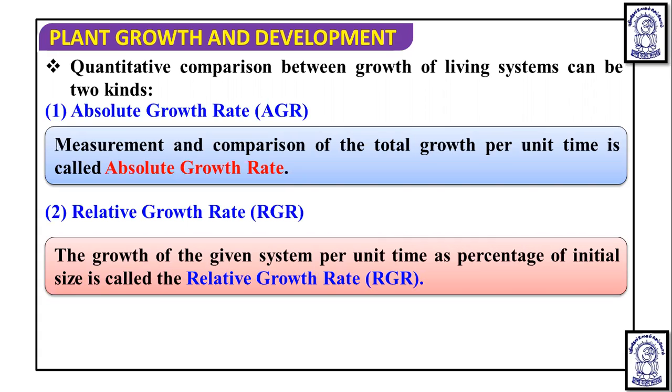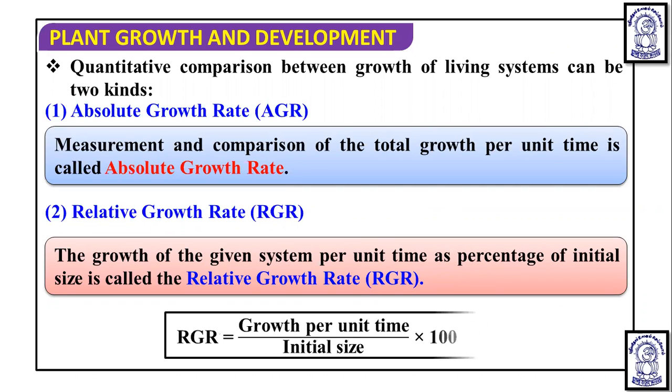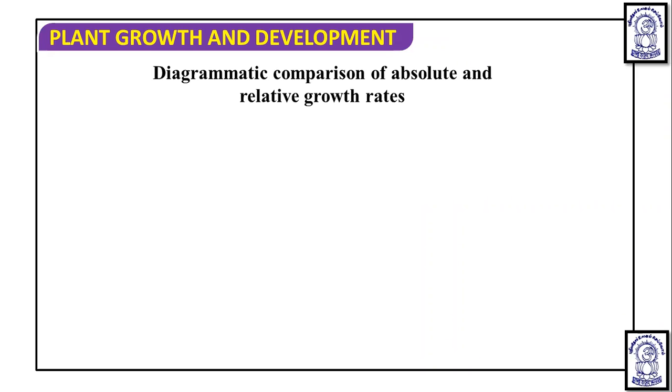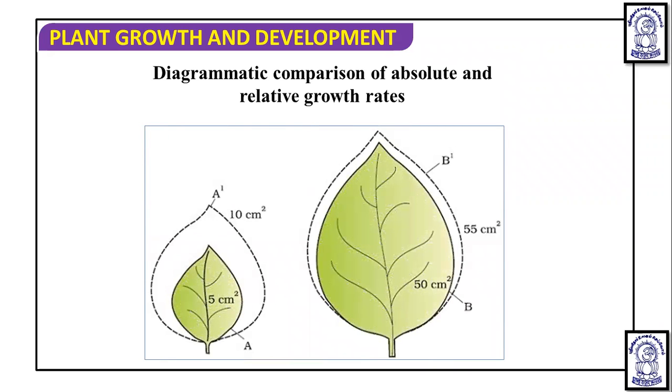So measurement and comparison of the total growth per unit time is called absolute growth rate, whereas the growth of the given system per unit time as a percentage, relative to the initial size, is known as the relative growth rate. So relative growth rate is explained by a formula: growth of a given system per unit time upon initial size into 100. If you want to understand, then we carry out a diagrammatic comparison of the absolute and relative growth rate, and it is an NCERT diagram which is given.